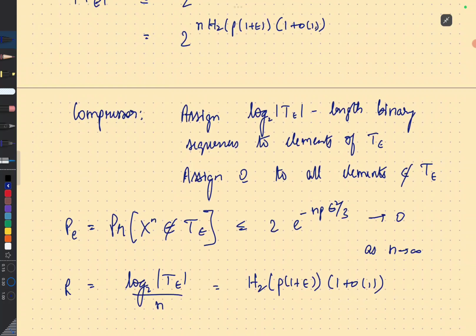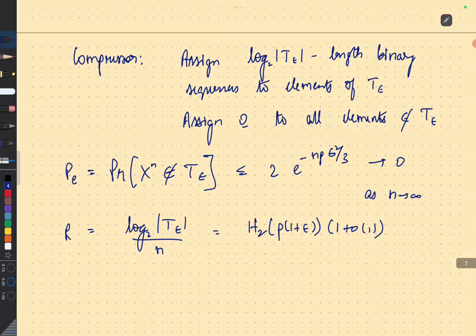Right? So for example, if P is say 0.1, even if epsilon is 1, the bound on the rate still holds. All right. Any other questions?